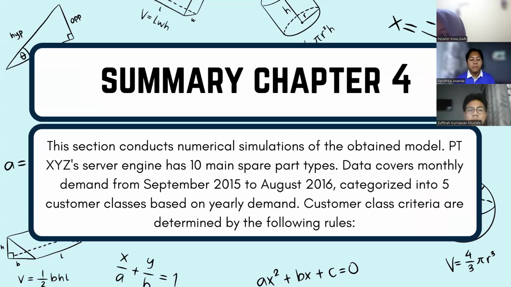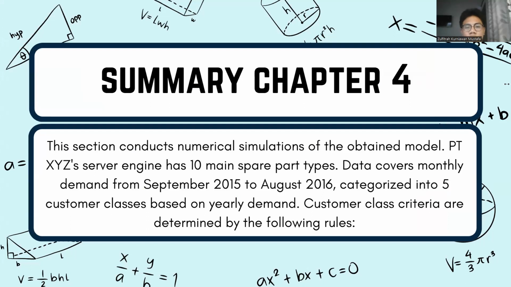So in this chapter 4, we are going to apply the steps and the cases. This section conducts numerical simulation of the XYZ server engine, which has 10 main spare part types. The data covers monthly demand from September 2015 to August 2016, categorized into 5 customer classes based on yearly demand. Customer class criteria are determined by the following rules. Next slide, please.